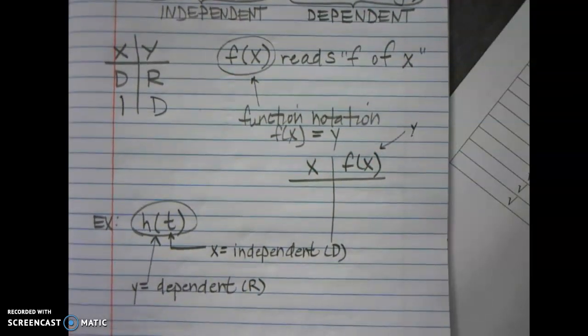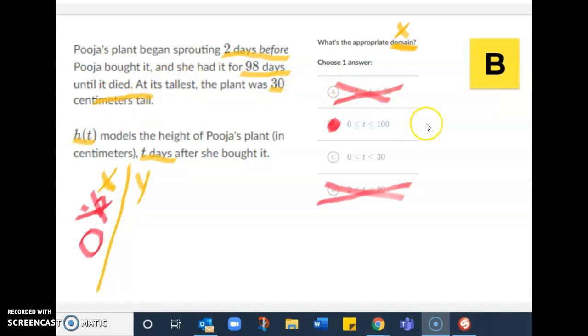Okay, we are going to go to our week 6, 921, the Jamboard for today, domain and range, real world domain and range problems. Let's go ahead and open that. So I read through this problem, slide 1, and the important things that I pointed out were 2 days before the plant was bought, your plant had started growing, right? She had it for 98 days until it died. The tallest point of the plant was 30 centimeters tall.